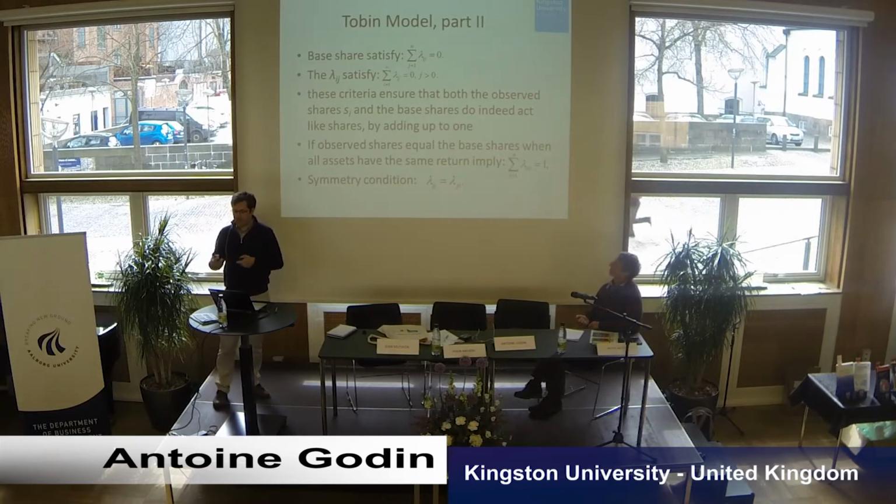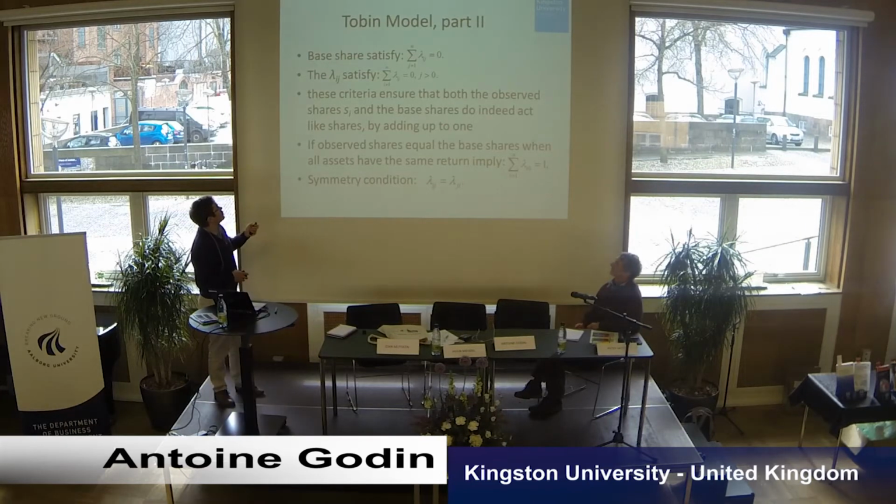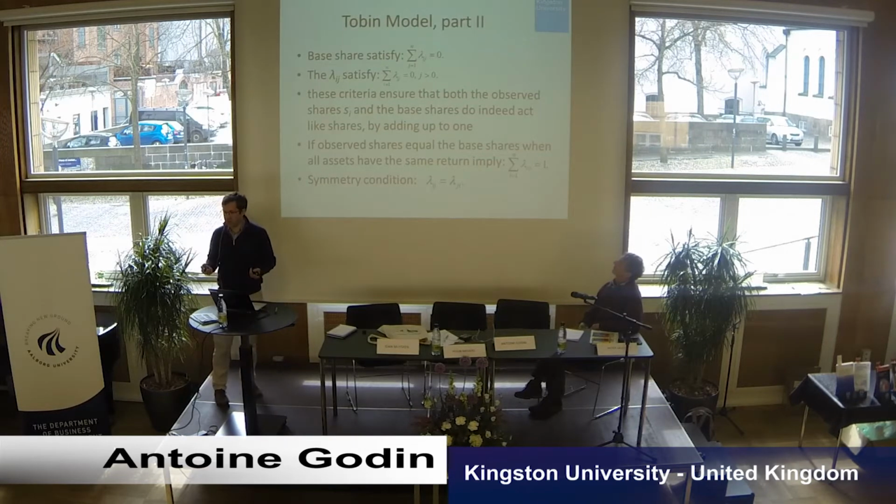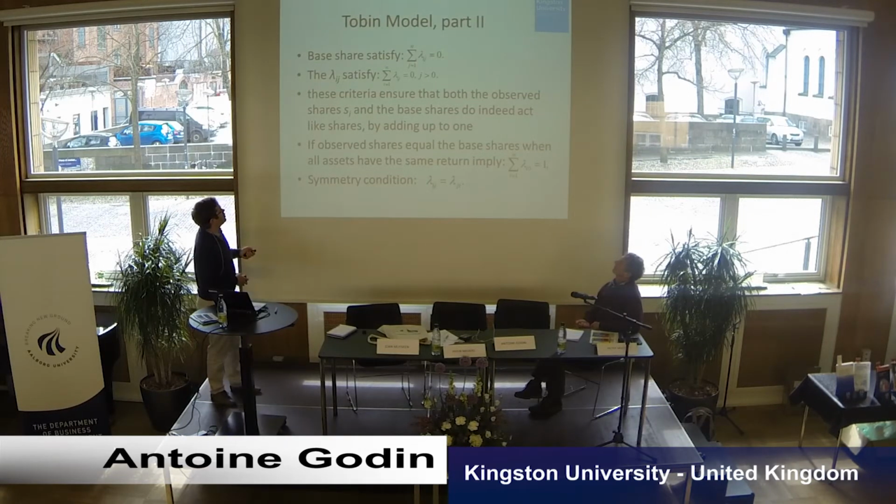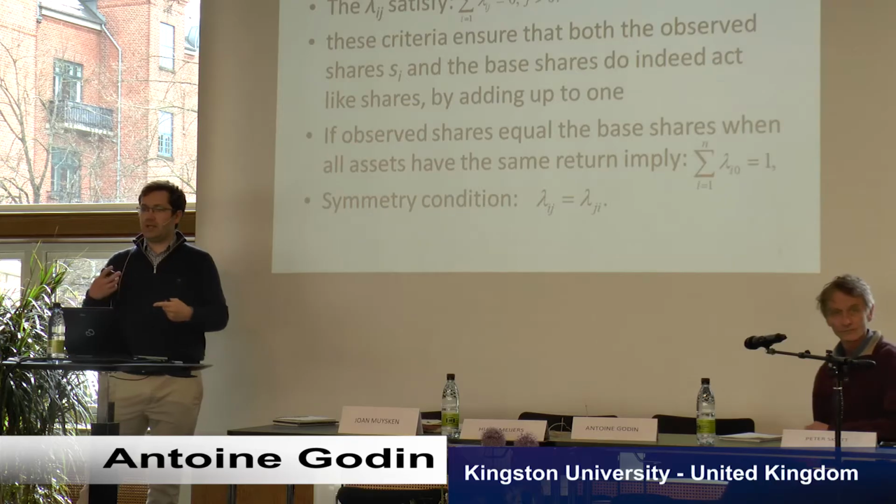There's been a bunch of constraints. Of course, the base shares have to sum to 1, otherwise they wouldn't be shares. Sorry, the lambda i0 should sum to 1. And then there are a few other equations where the lambda ij have to sum up to 0 if you sum them over a row.